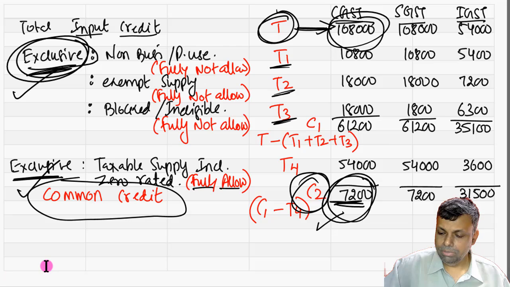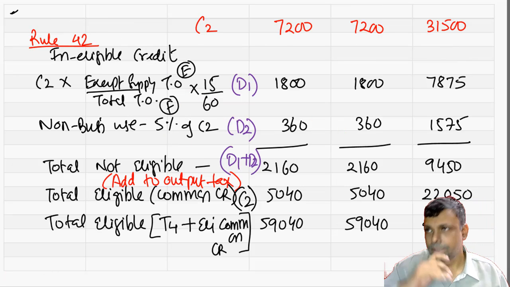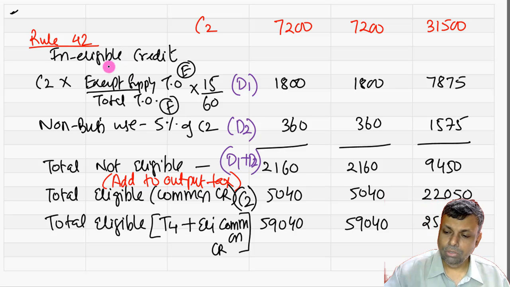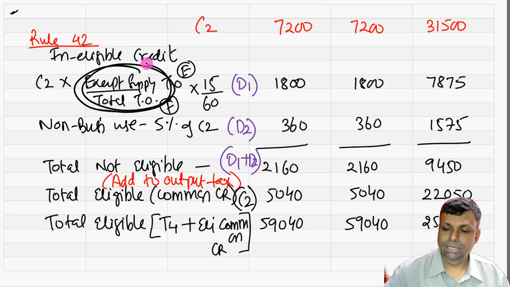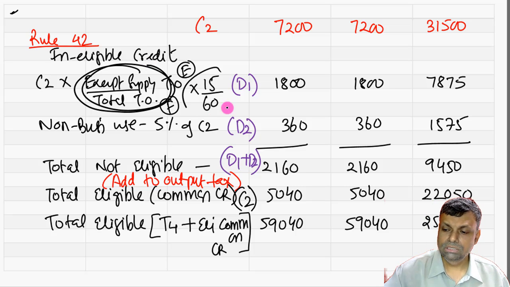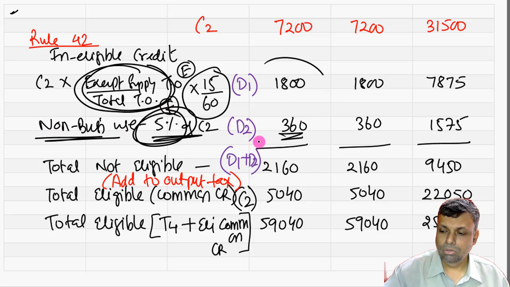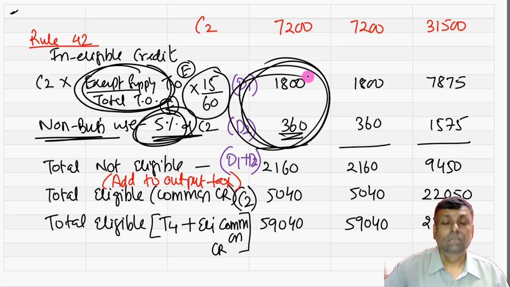From the common credit, friends, you will have to multiply the appropriate percentage or appropriate turnover criteria, whatever data is available to you in the question. So this was the turnover criteria where there was exempted output and also taxable output. That means the exempted output divided by the total turnover. This is the turnover ratio which will go for the business. For non-business use, you have to multiply the specific percentage, and you get the total amount of disallowance.